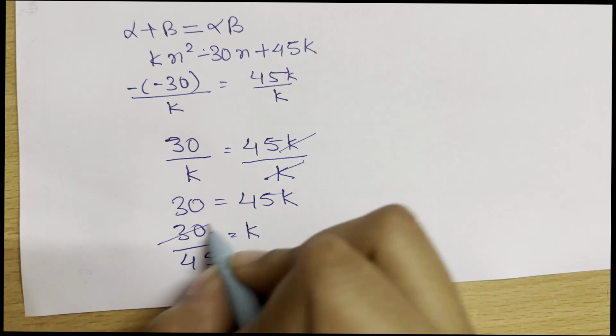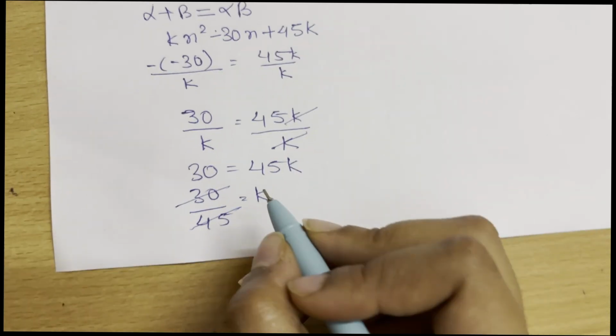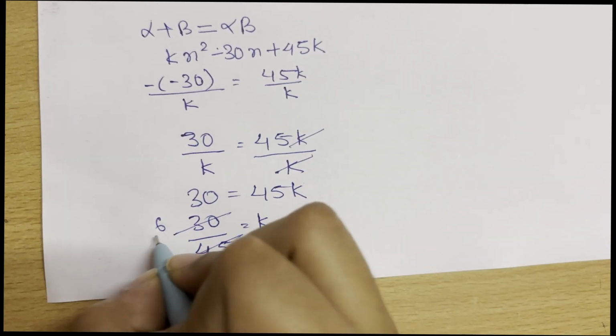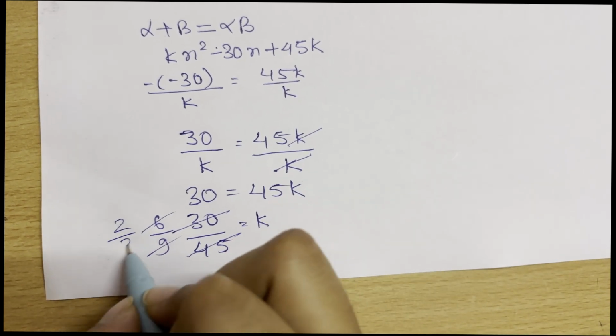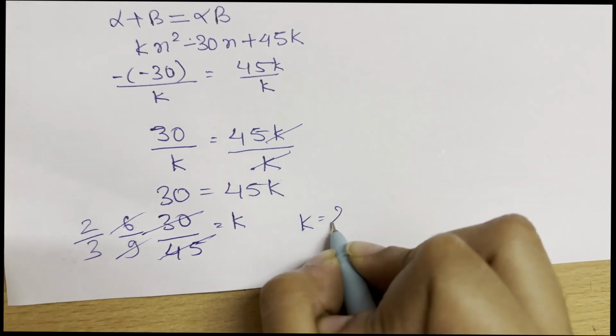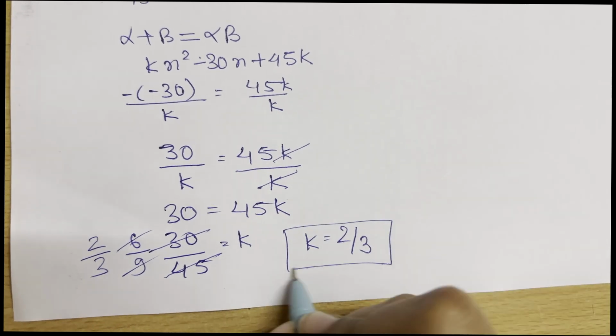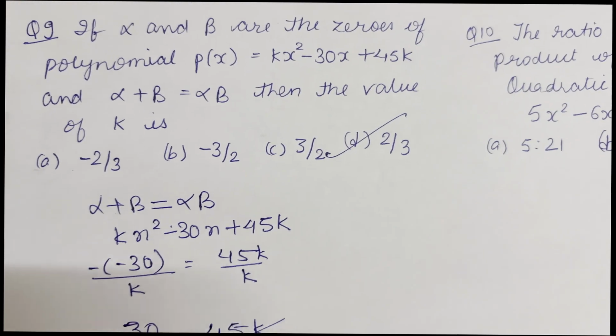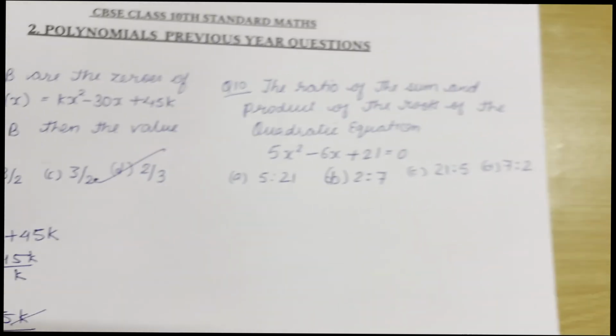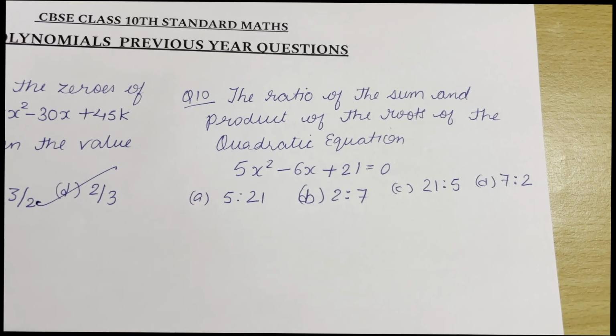On simplification, when we divide both numerator and denominator by 5, we got 6 by 9. On dividing it by 3, we got 2 by 3. So the value of k is 2 by 3. When we match the options, option number D is correct, that is 2 by 3. The next question is question number 10.